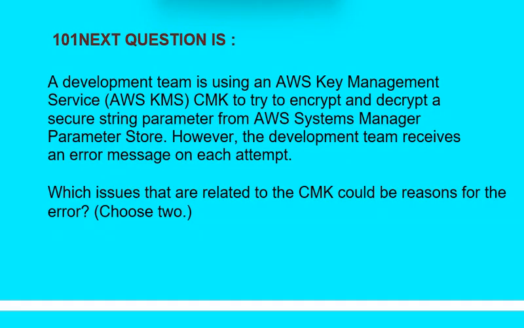Question is a development team is using an AWS Key Management Service (AWS KMS) CMK to try to encrypt and decrypt a secure string parameter from AWS Systems Manager Parameter Store. However, the development team receives an error message on each attempt. Which issues that are related to the CMK could be reasons for the error? Choose two options.